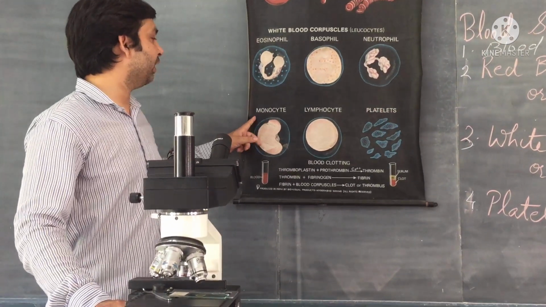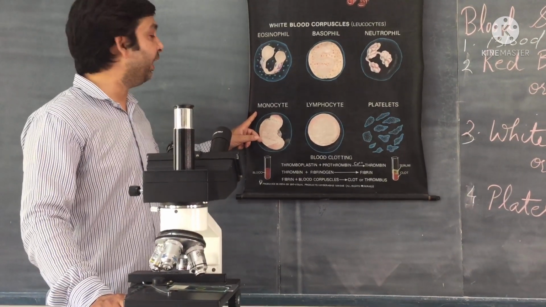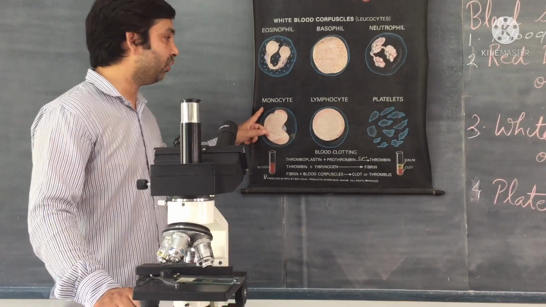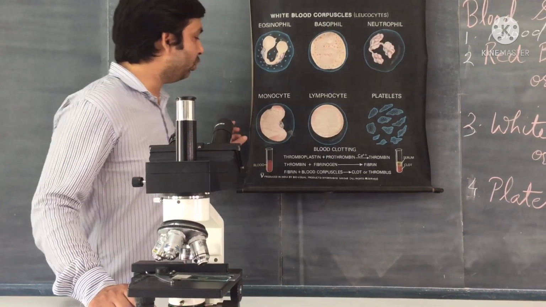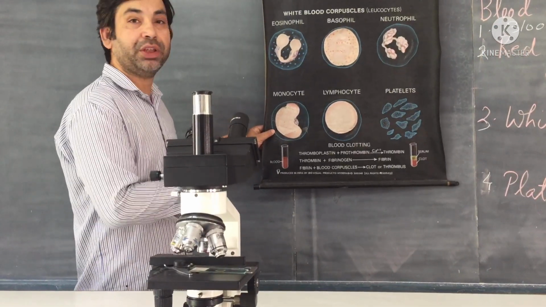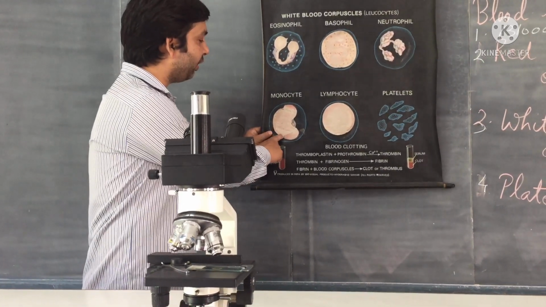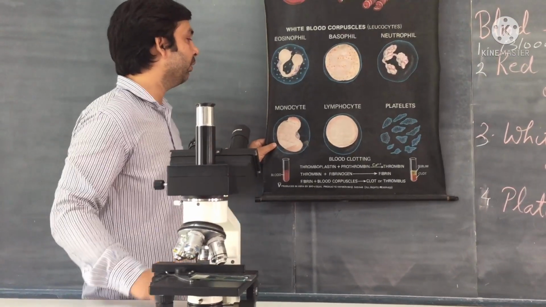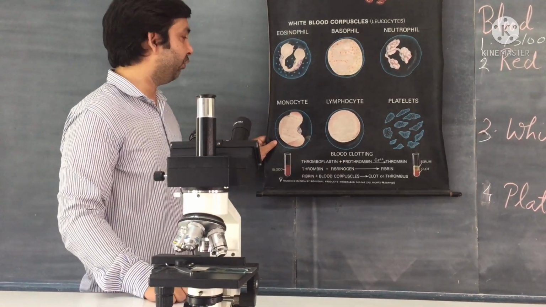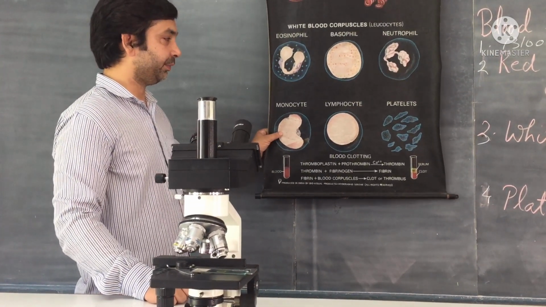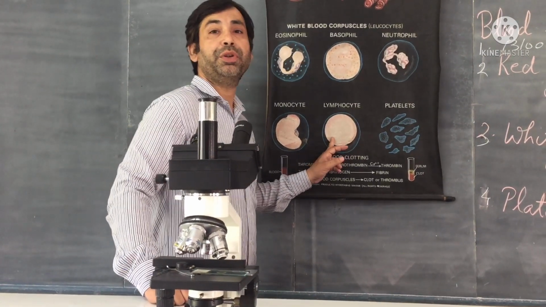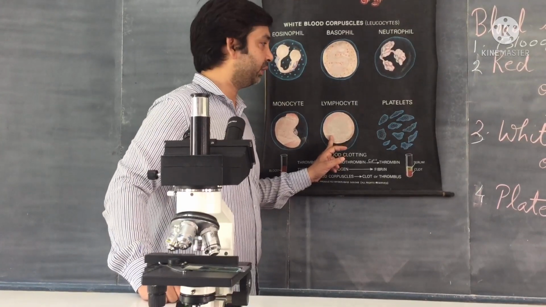Next, the agranulocytes. There are 2 kinds of agranulocytes, the monocytes and lymphocytes. You have to identify them by the shape of the nucleus. If a kidney-shaped nucleus is present, it is a monocyte. If it is rounded, it is called a lymphocyte. Monocytes are phagocytic in nature and lymphocytes produce immunoglobulins.